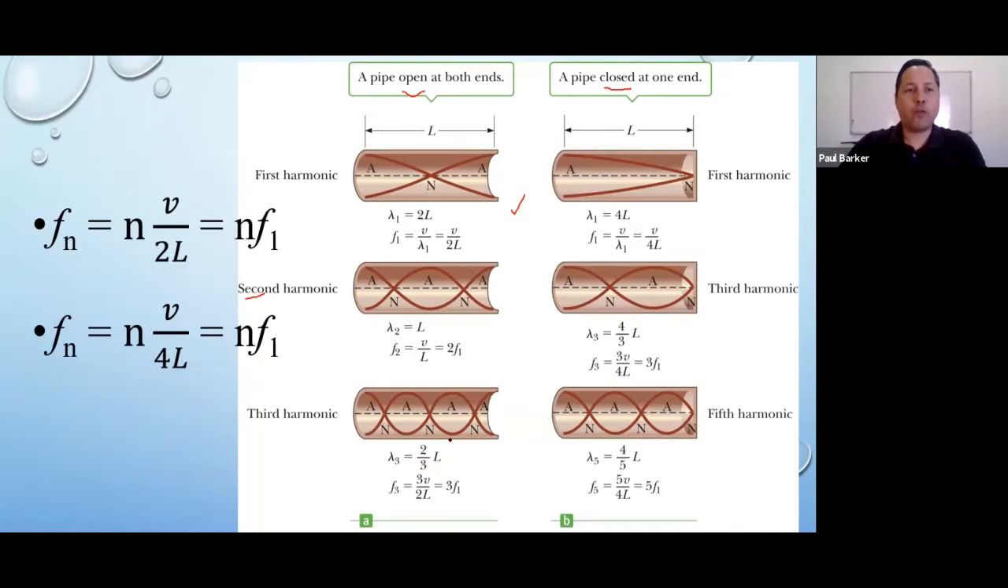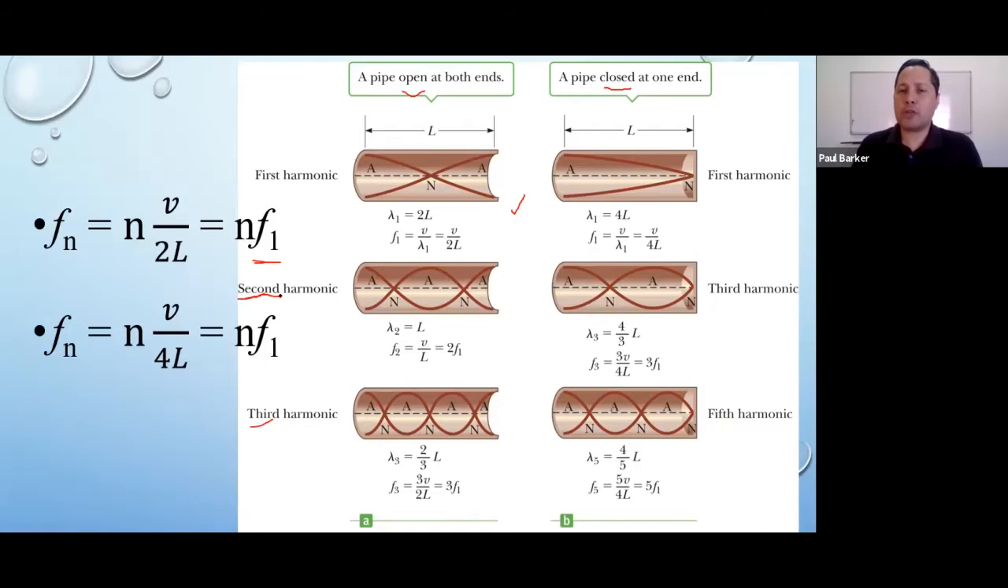Now, solving for the frequency, if you have the original f1, the first harmonic, you just multiply it times 2 for the second harmonic, so it'll be double the frequency. For the third harmonic, it would be triple the original frequency. Now, a couple of terms that you should know. The second harmonic is sometimes referred to as the first overtone, so it is the first tone above the first harmonic.